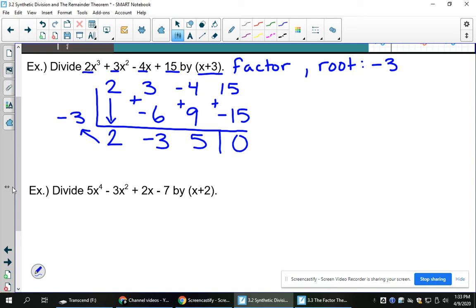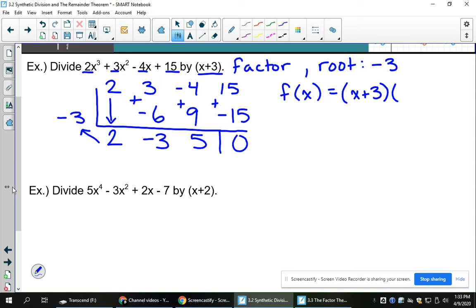We just found out that this is indeed a factor, and it is going to give you an x-intercept of -3 if you were to graph this in your calculator. So let's write out what we just found. We found that this function equal to 2x cubed plus 3x squared minus 4x plus 15 is actually x plus 3 times the answer that we just got.